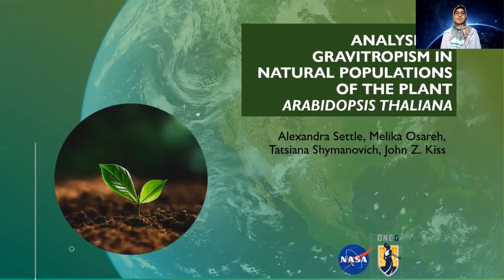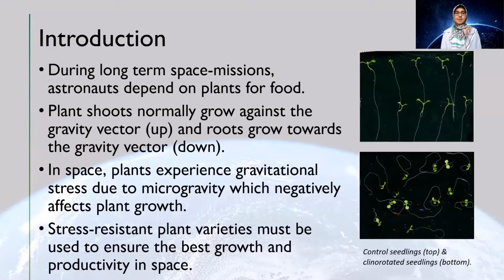Hi, I'm Melika, and today my partner Alex and I will be presenting our project analysis of gravitropism in natural populations of the plant Arabidopsis thaliana. During long-term space missions, astronauts depend on plants for food. In this project, we're looking for plant varieties that will grow well in space.